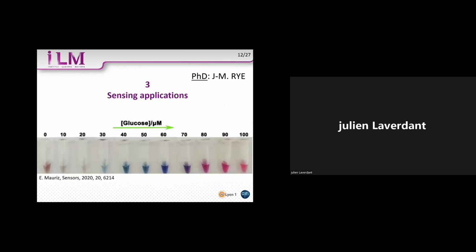So now I move on to one application: sensing applications. This was done in the PhD of Mike Rye. Here you have an example from sensor applications, where they took these bipyramids and put some glucose inside. You see that depending on the concentration of the glucose, you change the color completely. So the goal is to relate this change to the concentration or to the modification of the surroundings.